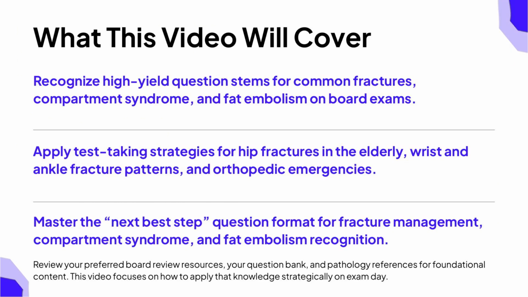First, we will learn how to recognize high-yield question stems for common fractures, compartment syndrome, and fat embolism. Second, we will apply specific test-taking strategies for questions about hip fractures in elderly patients, wrist and ankle fracture patterns, and orthopedic emergencies. Third, we will master the next best step question format that the boards love to use for fracture management decisions. This video assumes you have some baseline knowledge from your review resources. We are here to sharpen your test-taking approach so you can pick the right answer faster on exam day.